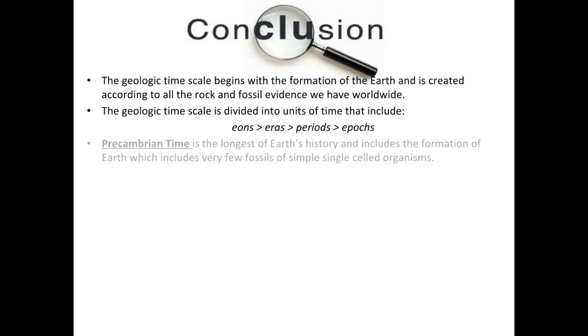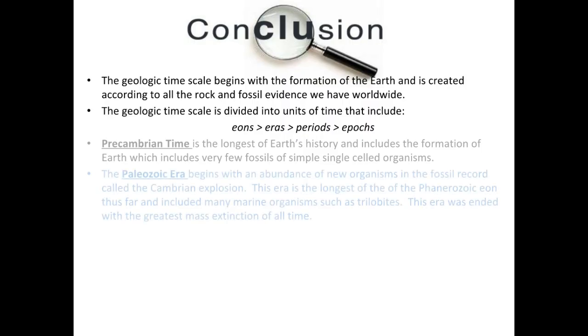The Precambrian time was the longest period or age of Earth's history and included the formation of the Earth, where we see very few fossils and simple-celled organisms in the fossil record. The Paleozoic began with an abundance of new organisms arriving in the fossil record called the Cambrian Explosion. This era is the longest of the Phanerozoic Eon so far, and included many marine organisms such as trilobites.